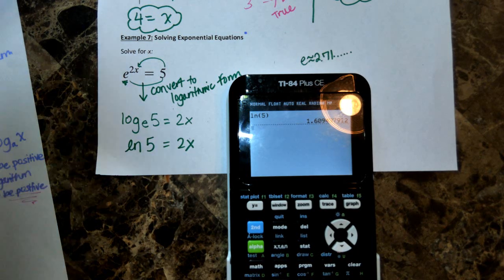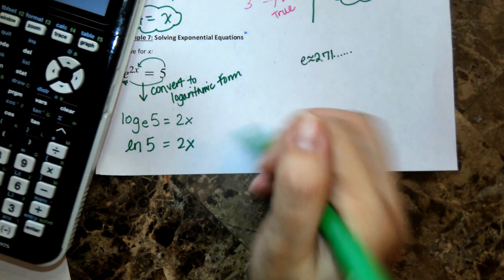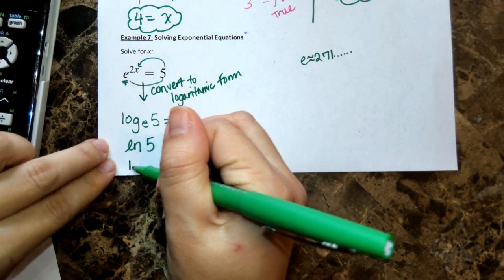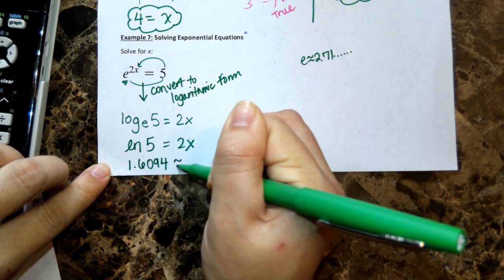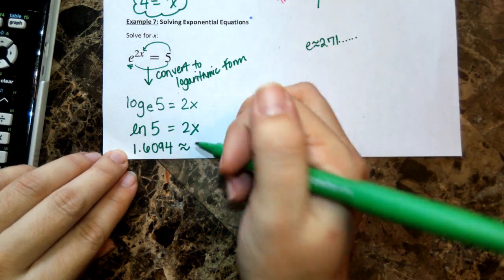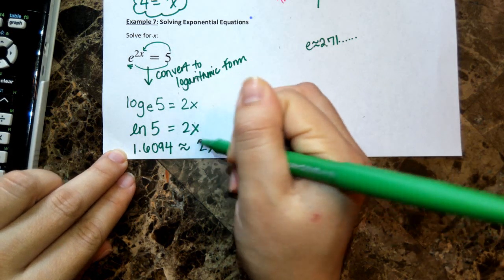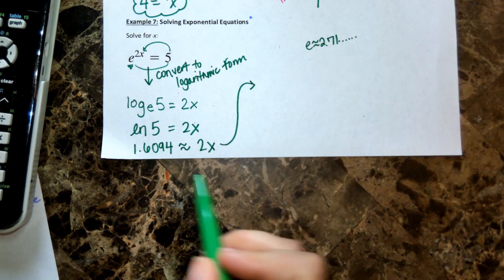And I get about 1.6094. I'm going to go ahead and just round. Just write it right here. 1.6094. And I'm rounding, so I'm going to use these approximate symbols instead of an equal sign now. It's approximately 2x. I'm running out of space, so let me write it up here. All right, I'm almost done.